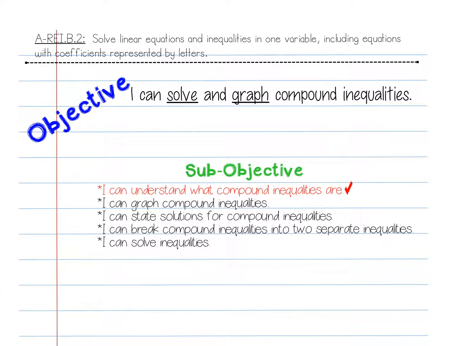Alright, so of our objective, solving and graphing compound inequalities, we now have talked about what a compound inequality is. It's two inequalities that are being put together, and they're either going to have the word and or or in them.